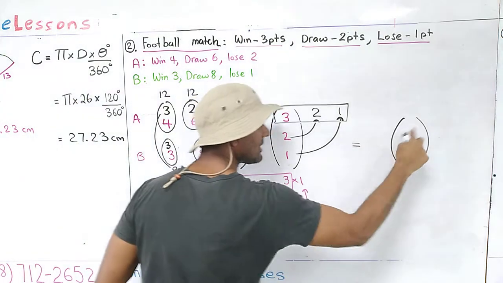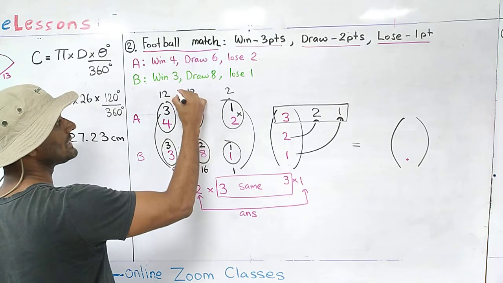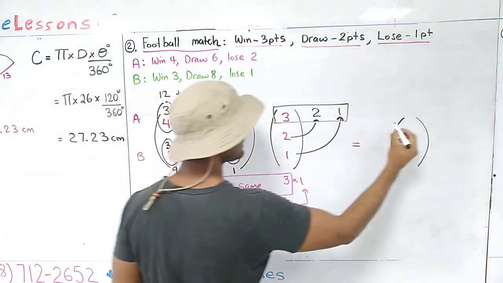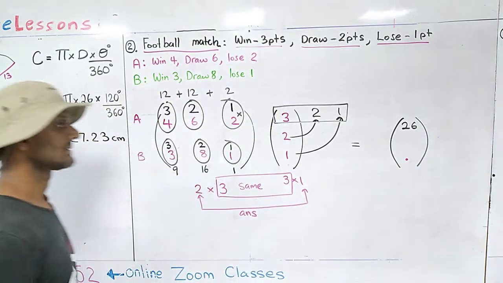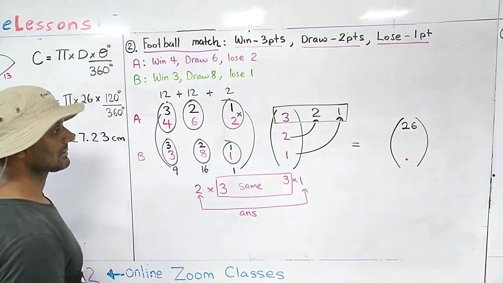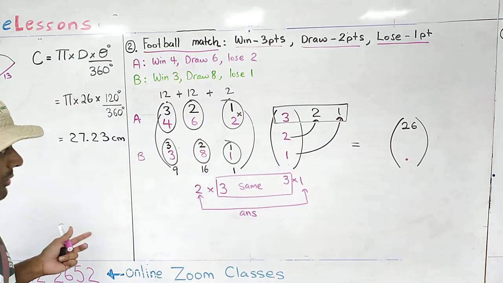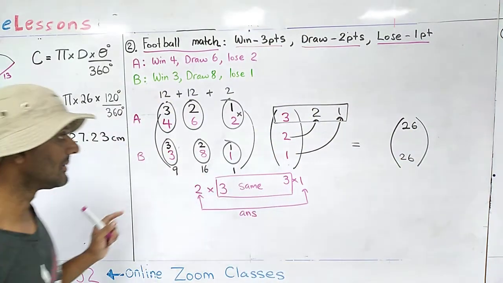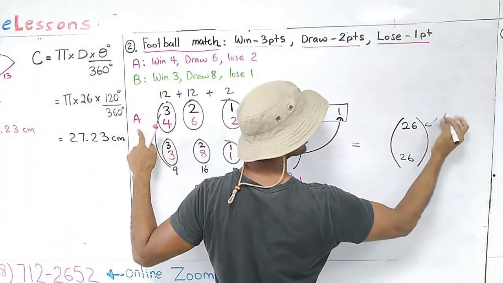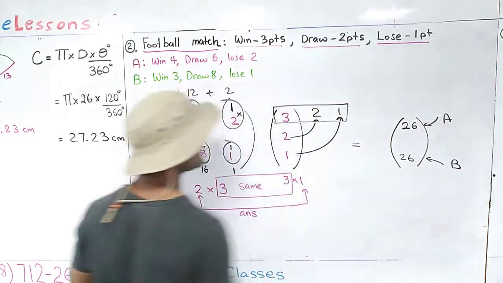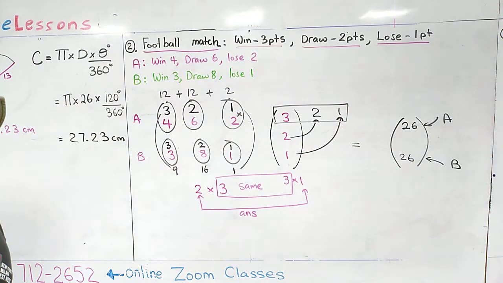To get the answer on top, we add up all the top answers, all the top products. 12 plus 12 plus 2 will give me 26. 9 plus 16 plus 1, it just so happens we also get what? 26, right? It's just a coincidence that both answers are the same. The top answer is the total amount of points for team A, and the underneath number is the total amount of points for team B.